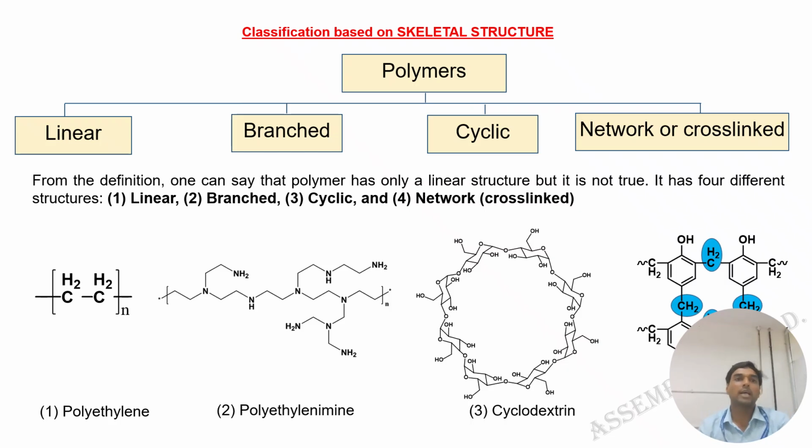So based on the structures also we can differentiate. Linear structure means there is no branch, as in ethylene to polyethylene. If it is branched, for example, polyethylene diamines, as I told you, when you have trifunctional groups, there is a possibility of a branched structure. Cyclic structures, cyclodextrin is one example. And network is basically a highly cross-linked polymer, and that's called bakelite.